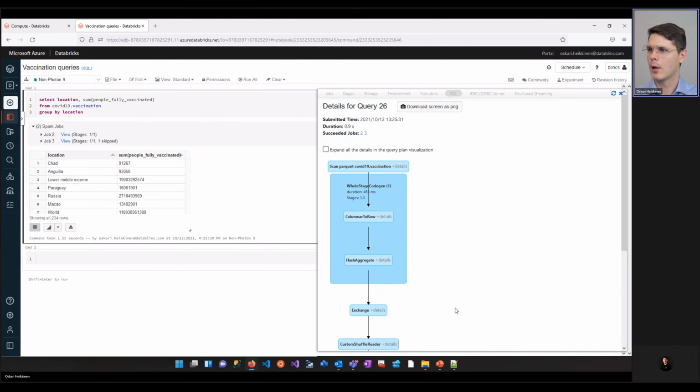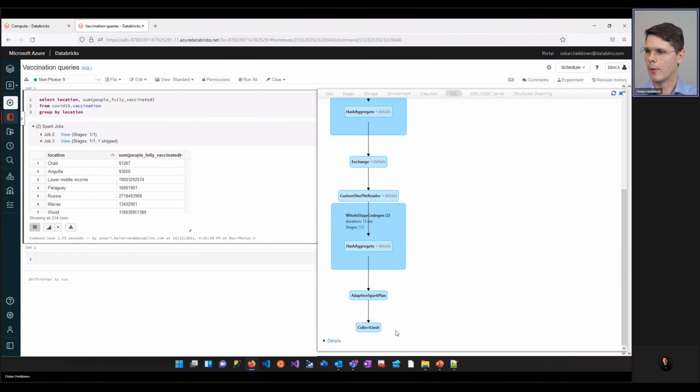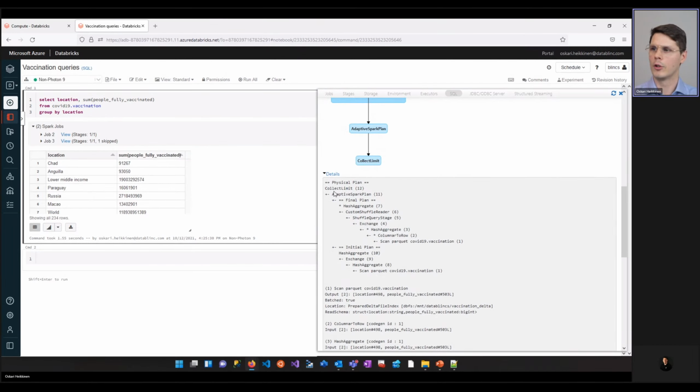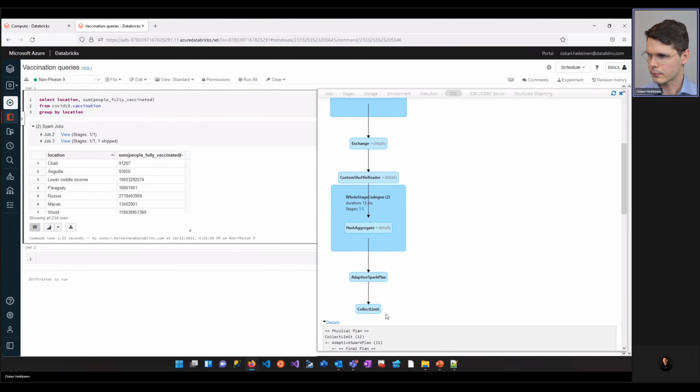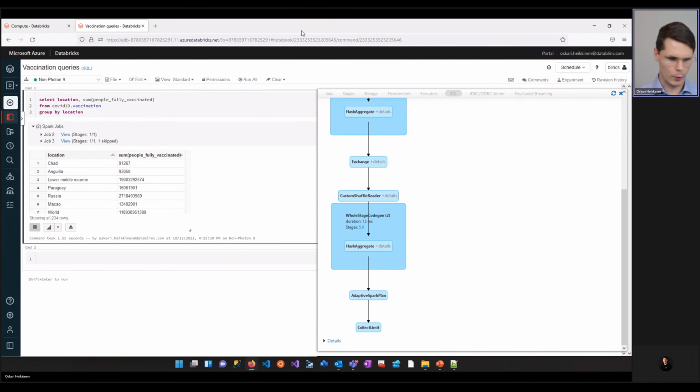So this is how you would read the physical execution plan of Spark. If you've been using Spark earlier, you have the same information here in a text format. This is probably familiar for people familiar with Spark. So that's how you find the information that we need.